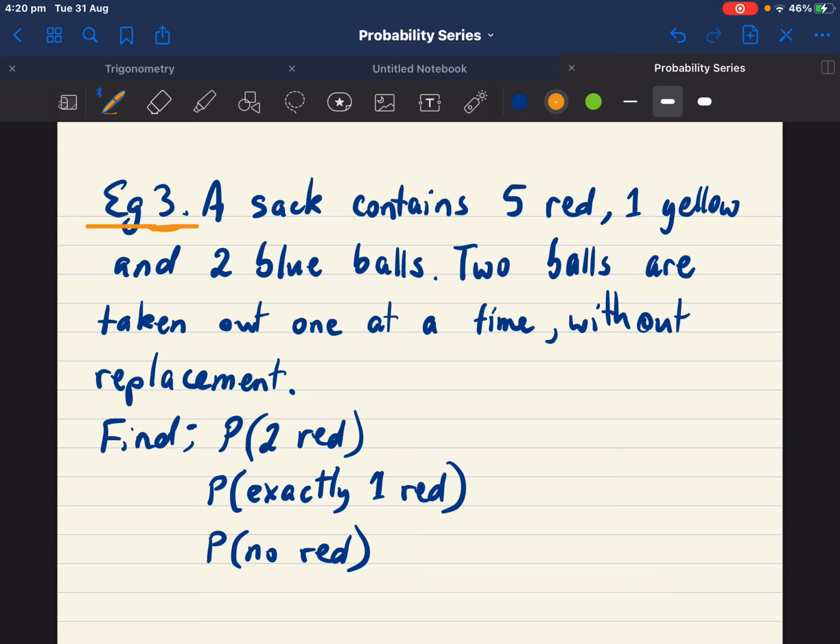Let's have a look. A sack contains 5 red, 1 yellow, and 2 blue balls. 2 balls are taken out one at a time. So you've got this sack, there's a whole bunch of balls in it. You're going to take out 1 ball and then you're taking out another ball, right? 2 balls taken out one at a time without replacement. And all that means is once you take the first ball out, you don't put it back in before you take the second one out. You're keeping that first one out, and then you're taking your second one out. So you end up with 2 balls out.